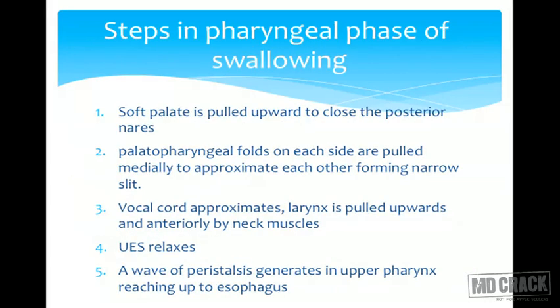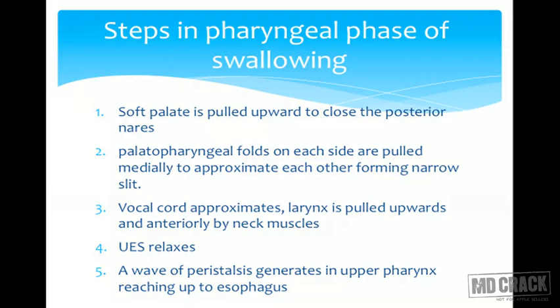So what will happen in those sequential motor changes? The soft palate will be pulled upward and backward. What is the major function of that? The posterior nares should be closed, so that the food does not go into the posterior nares and is not regurgitated to the nose. Next, the palatopharyngeal folds of both sides will be pulled medially and approximate each other, forming a narrow slit, and through that narrow slit the food can pass.